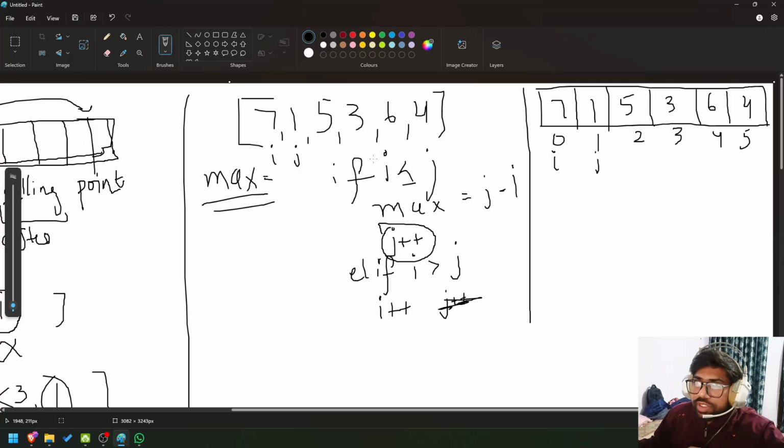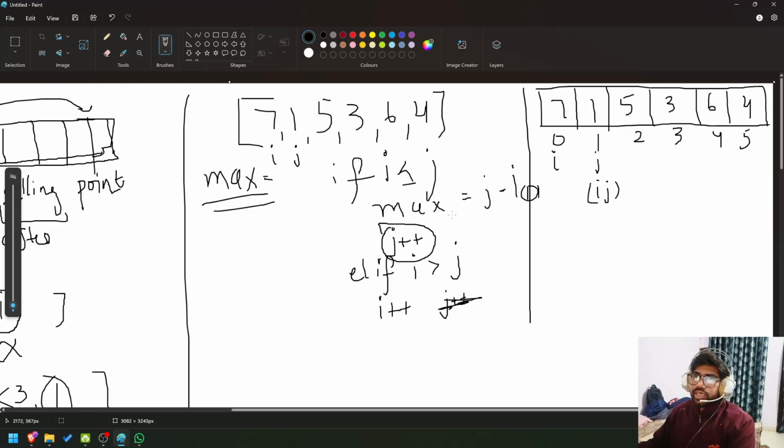Okay, so we'll check if I is less than or equal to J. No, it is not less than. Is I greater than J? Yes, then I move I here. Okay, so in the first pass I get I here and J is also here. Then is I less than or equal to J? Yes, then I have set max equals to J.